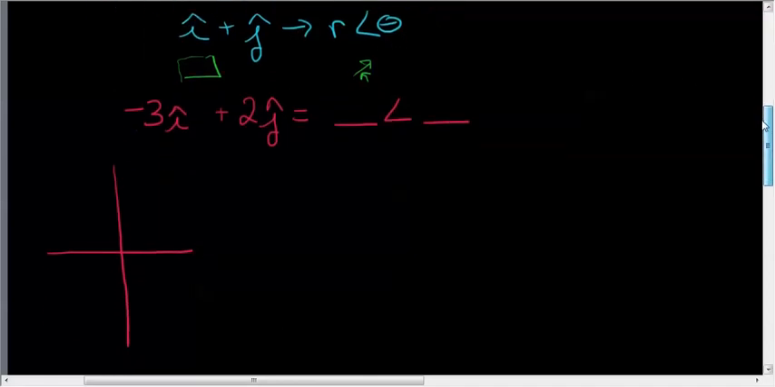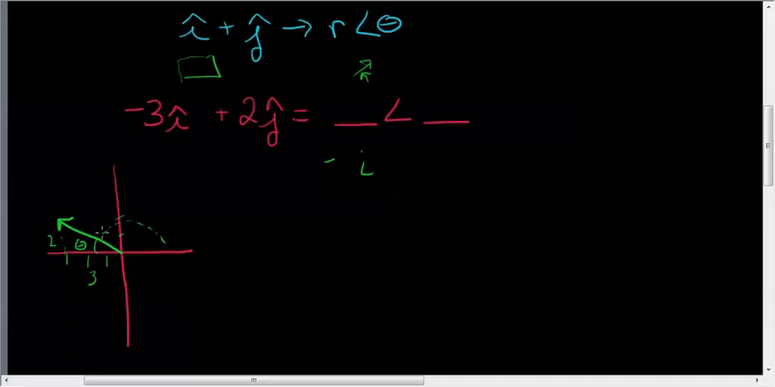So let's look at this one. Negative 3 in the I plus 2 in the J. So I'm going to go 3 this direction and positive 2 this direction. So this vector is represented by 3 in the I and 2 in the J. So this is 2 high and 3. All right, what do you notice about this particular vector? It's in the negative I direction, in the positive J direction. So this angle right here is probably best described as a positive angle.